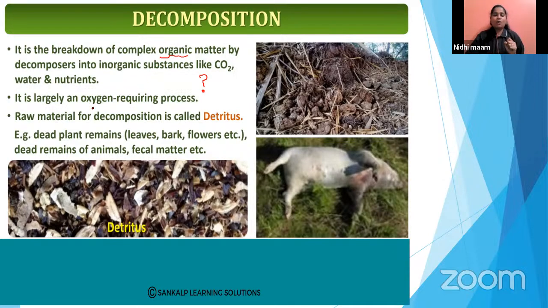It is largely an oxygen requiring process, which means this process requires oxygen for its reaction. Raw material for decomposition is called detritus, meaning any dead matter, whether it is a dead plant or a dead animal, which will undergo decomposition. Dead plant remains, dead remains of animals, fecal matter, meaning excreta of human beings and animals. All these are considered detritus.